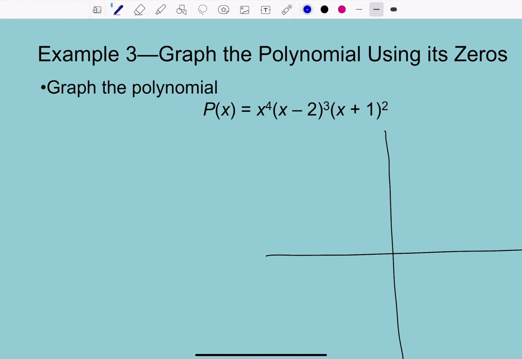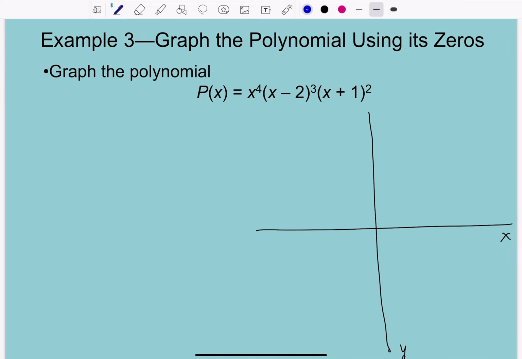Another example, graphing the polynomial function using its zeros. For this function, I'm going to see it's already factored. I'm going to think about the end behavior. It's not a fourth degree polynomial, because when you distribute, there's x to the third degree here, and x to the second degree, and x to the fourth degree. So altogether, it is 4 plus 3, 7 plus 2, 9. It's an x to the 9th degree polynomial.